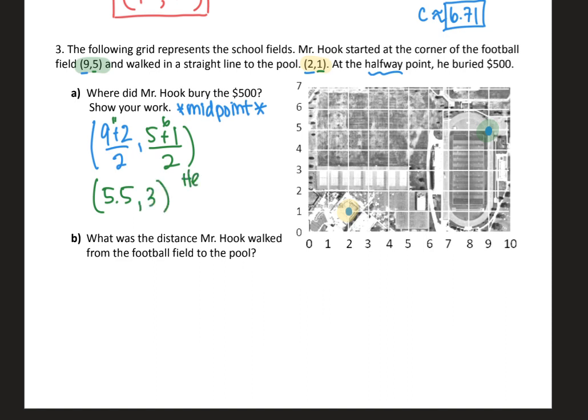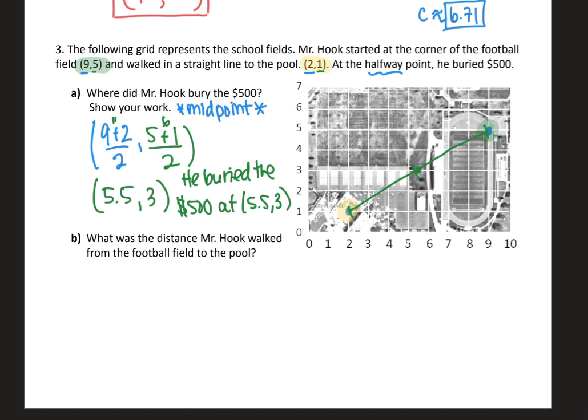So he buried the $500 at (5.5, 3). We can check on our diagram to make sure that looks like the halfway point, and looking at the picture, that does look like the halfway point. So this distance right here and this distance right here are going to be the same.